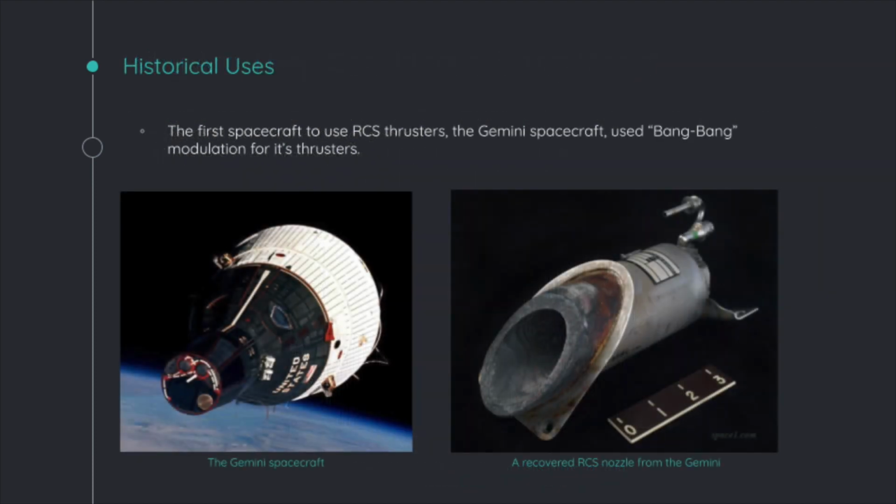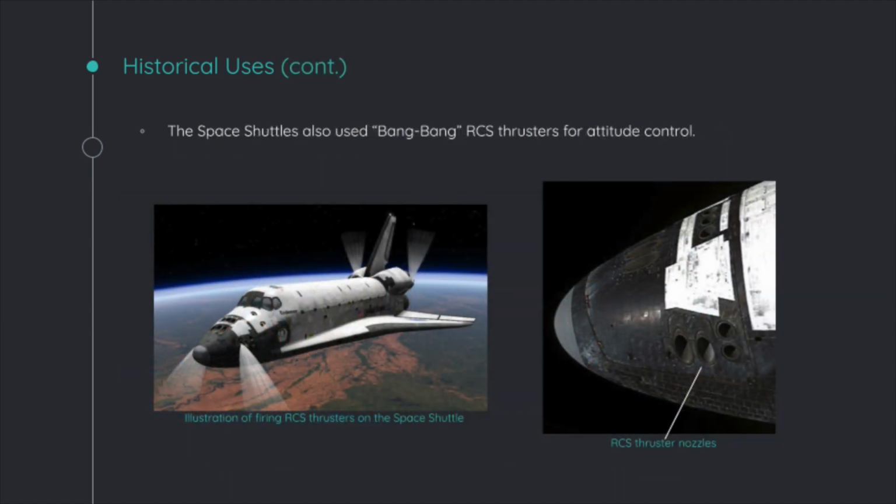Bang bang control thrusters first saw use in the 1940s, starting with missiles developed during World War II. It wasn't until the 1960s that they saw use in spacecraft, however, starting with the Gemini. The Gemini used the thrusters to control its attitude. A few decades later, similarly to the Gemini, the Space Shuttle also used bang bang control thrusters to control its attitude, this time with a group on the front and the back of the spacecraft.